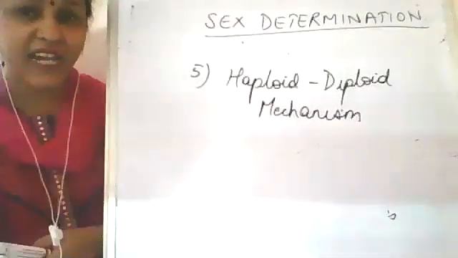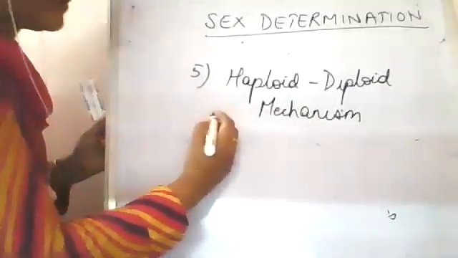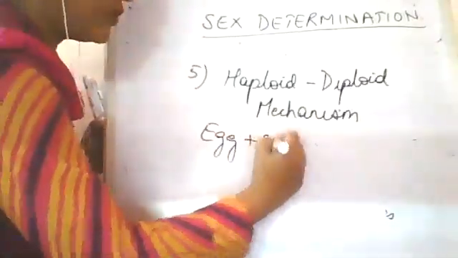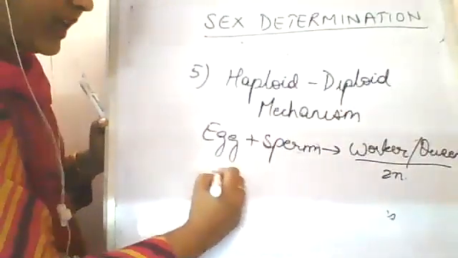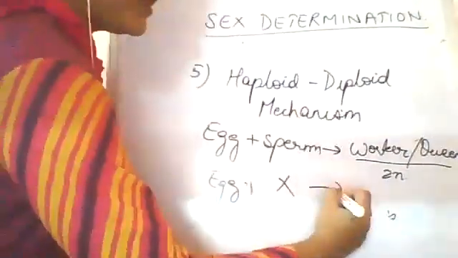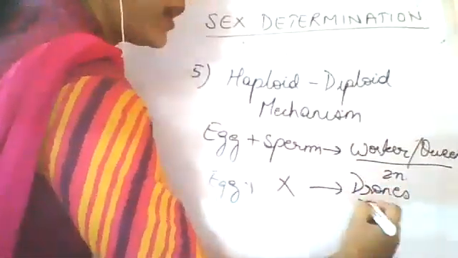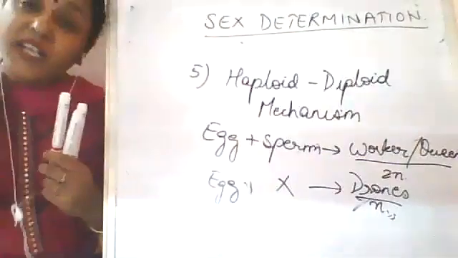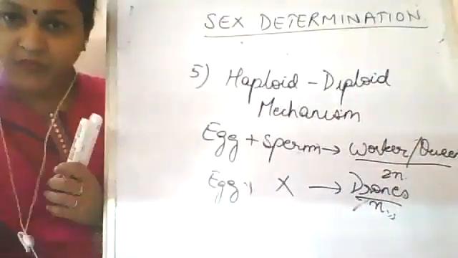The unfertilized eggs form the males. Okay, so if an egg plus sperm combine, they develop into worker bees or queen bees. That means worker bees and queen bees are diploid, whereas the egg which is not combined with any sperm develops into drones. Drones are haploid, but they are fertile. Haploid fertile males. They can produce sperms of N type. Fine. So is this clear?